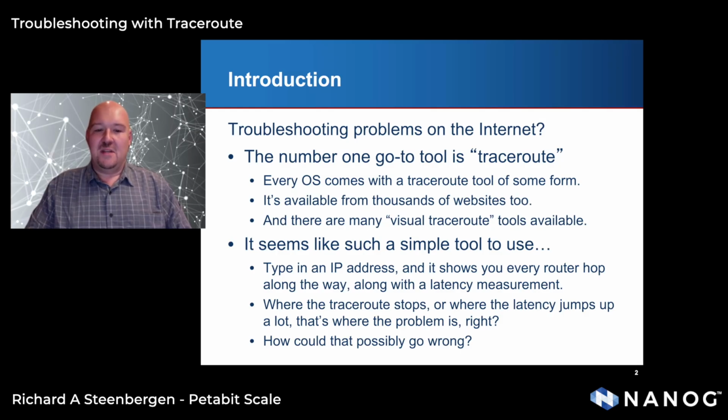I mean, all you do is type in an IP address and it shows you every router hop along the way and a latency measurement. And the naive assumption is that if you look at where the traceroute stops or where the latency jumps up a lot, that's where the problem is. And it turns out that tends not to be the case.